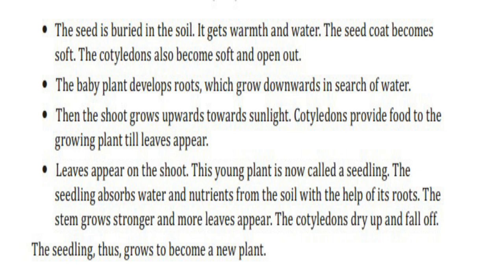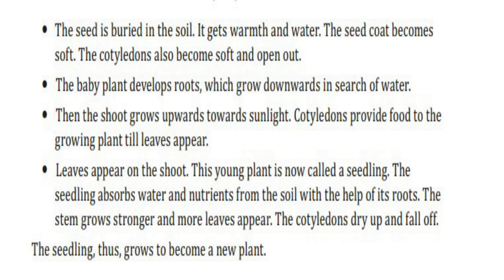Now you have to learn about germination. The seed is buried. This is the method of how to germinate the seed. The seed is buried in the soil. It gets warmth and water. The seed coat becomes soft. The cotyledons also become soft and open up. The baby plant develops a root which grows downwards in search of water. The downward portion grows as root. Then the shoot goes upward towards sunlight.